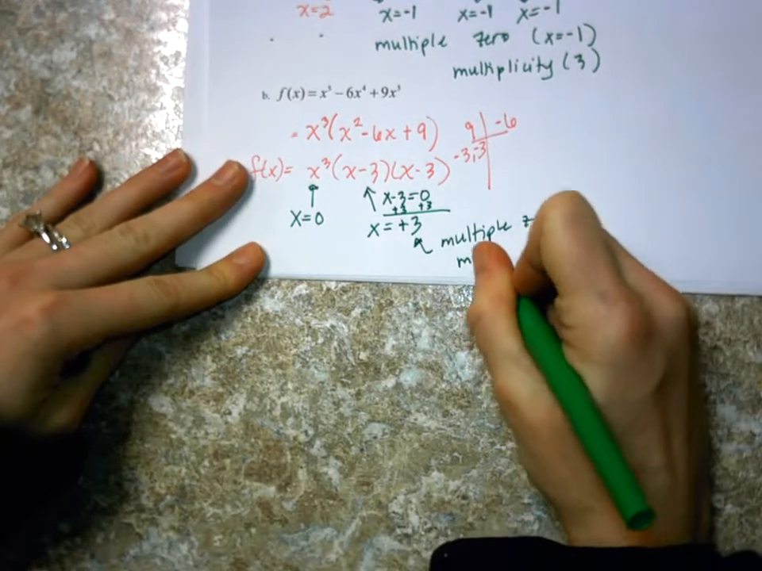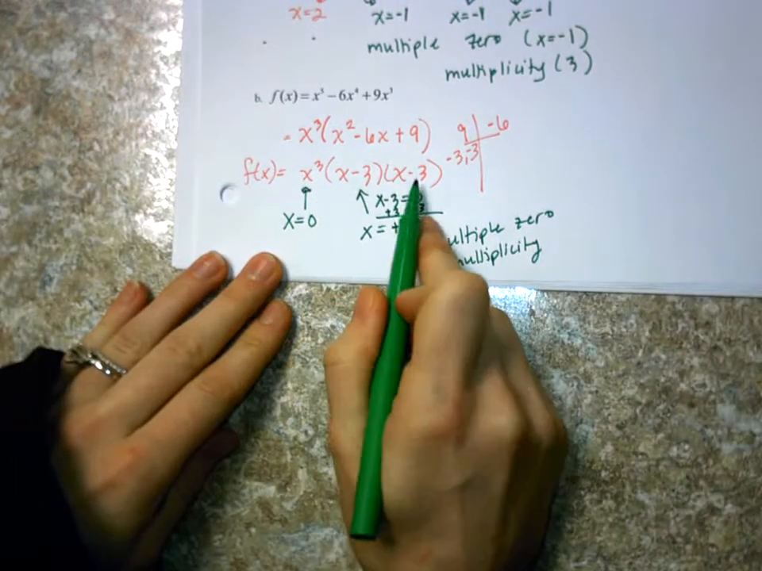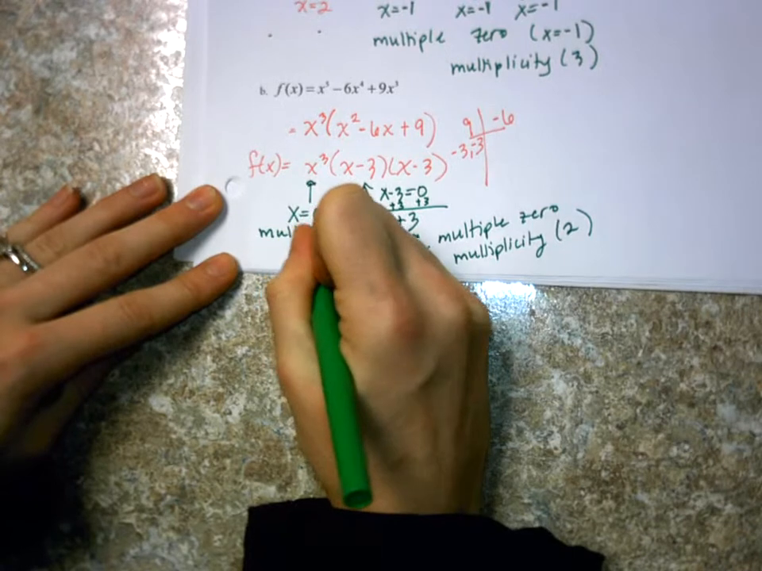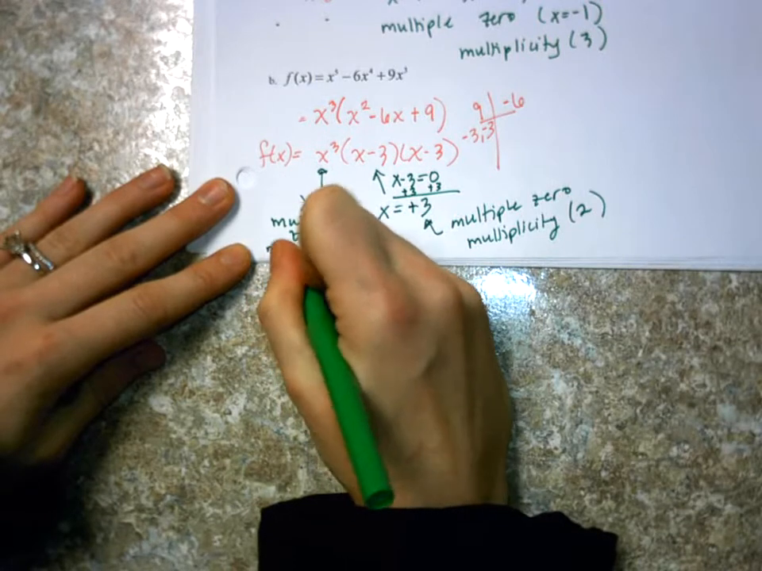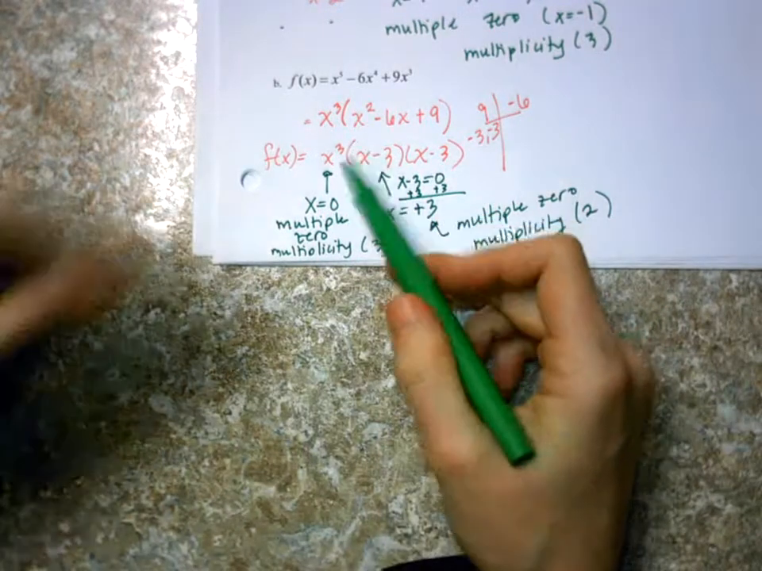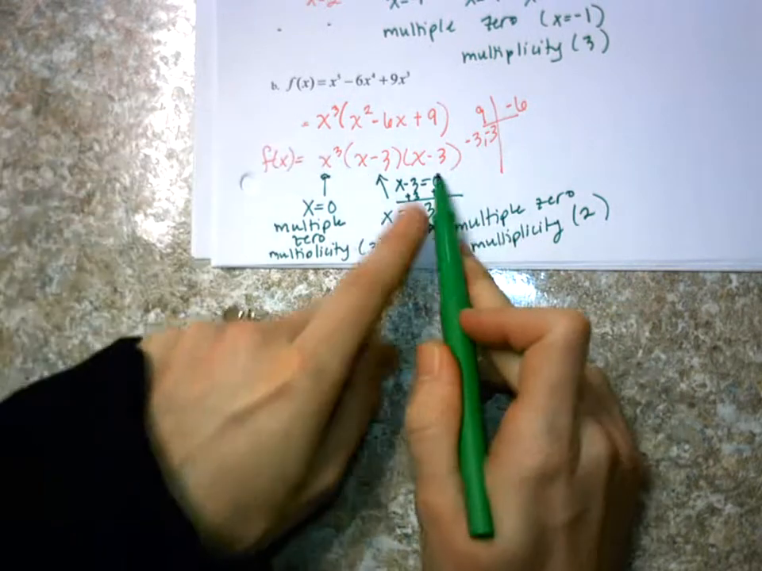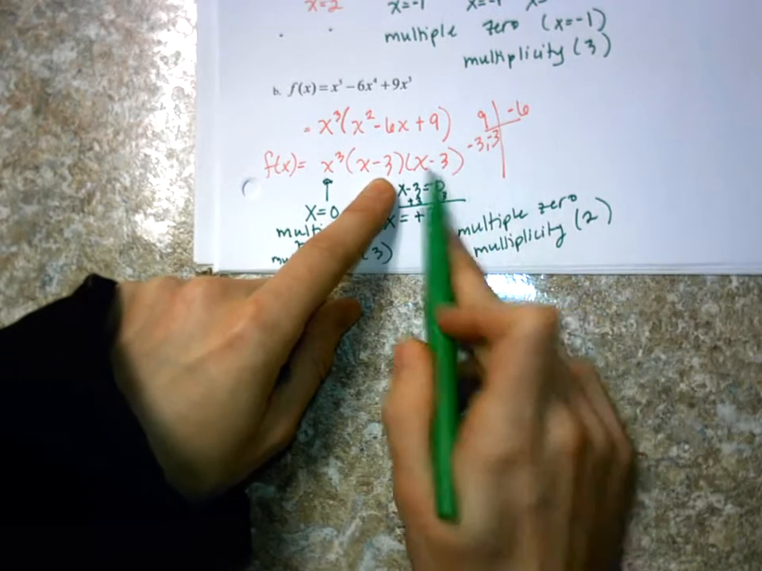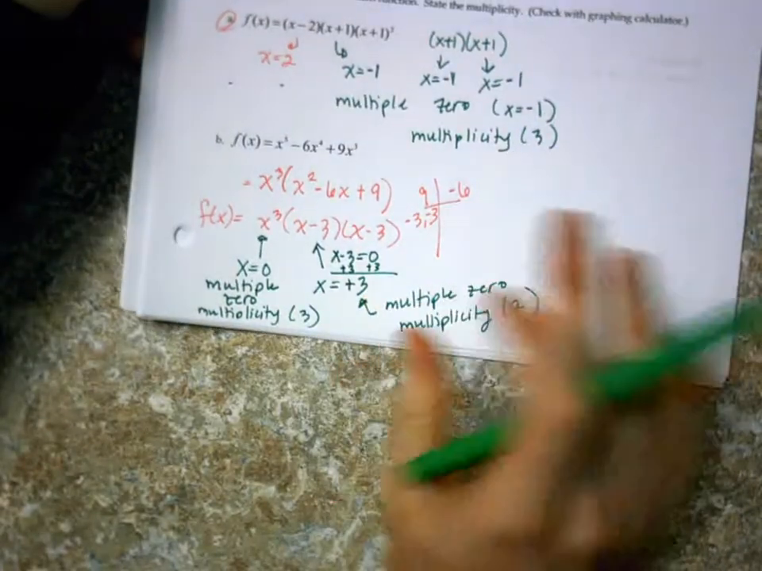What's the multiplicity? How many times did it occur? That would be 2. X minus 3, x minus 3, so the multiplicity would be 2. X equals 0 is a multiple 0. How many times did it occur? Well, we had x cubed, so the multiplicity would be 3. So if we think about this graphically, since this is an odd power, I know that at this 0 value, my graph would pass through the x-axis. But since this is an even power, x minus 3 squared, I know it's going to bounce off of the x-axis.